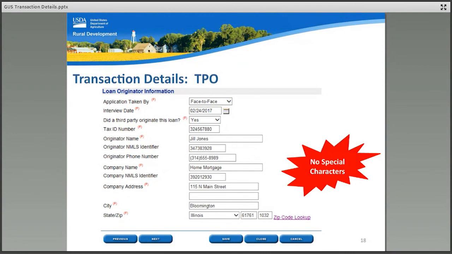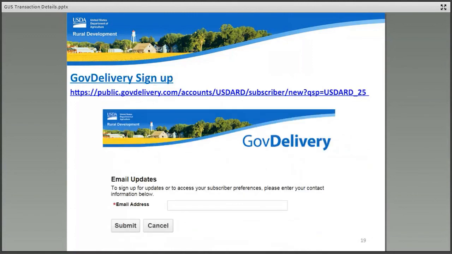On this slide, a TPO did originate the loan. Therefore, additional data fields are active for the user to complete as applicable. Again, as a reminder, do not enter any special characters in the company name or company address data fields, or for any data fields throughout GUS for that matter.